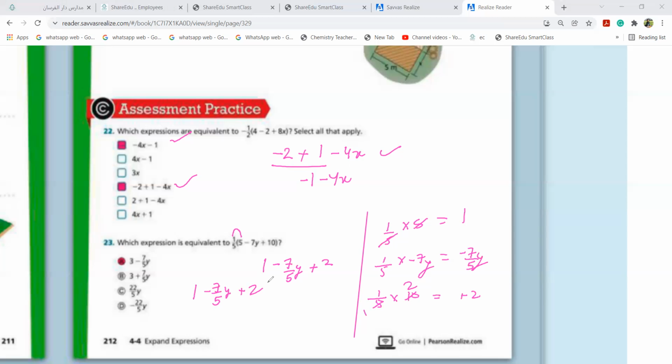Any questions? Mateen, any question? No, miss.